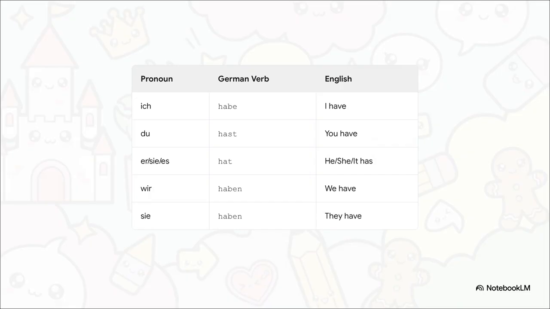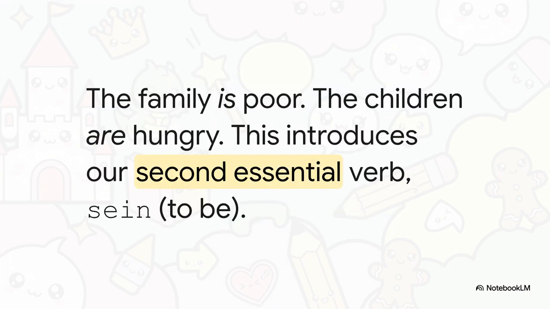Now, verbs in German are a little tricky. Haben changes its form depending on who's talking. We call this conjugation. So ich habe is I have, du hast is you have, and like the stepmother said, wir haben is we have. The key thing to remember is that the ending of the verb has to match the person. So we know what the family has, or rather what they don't have.